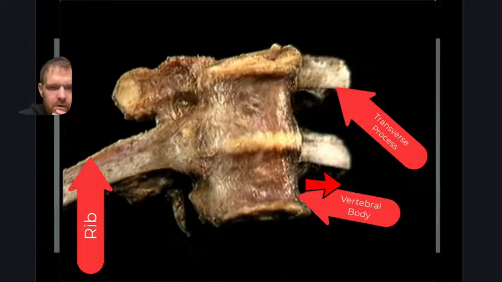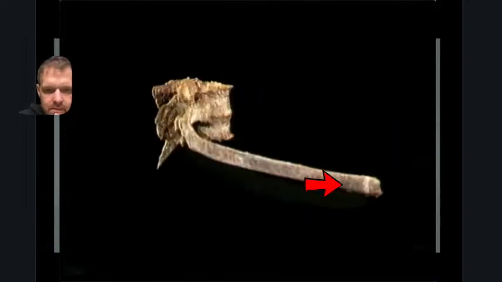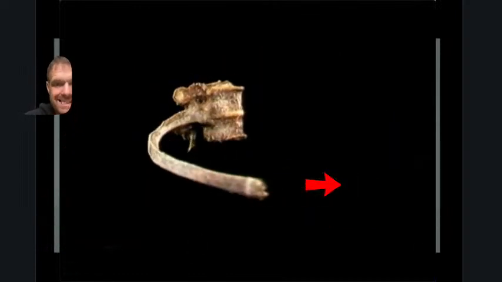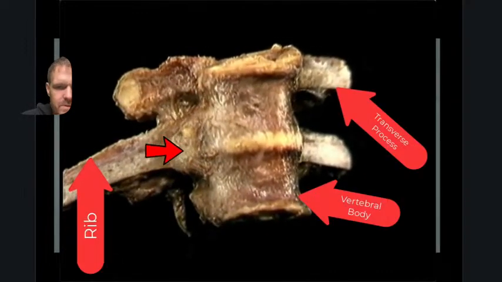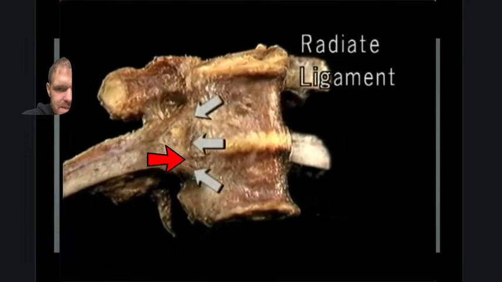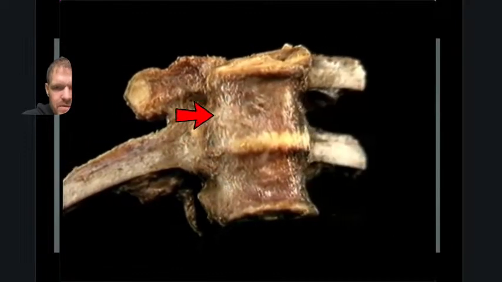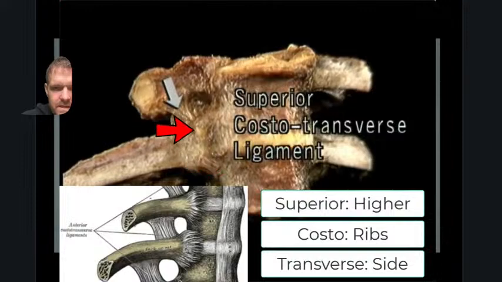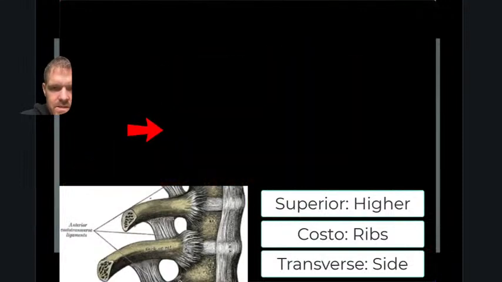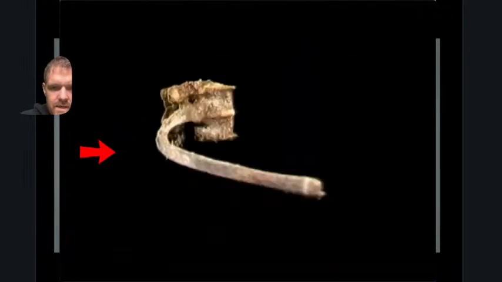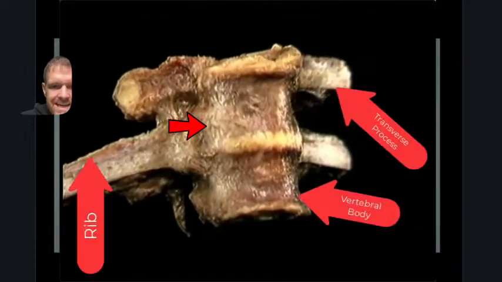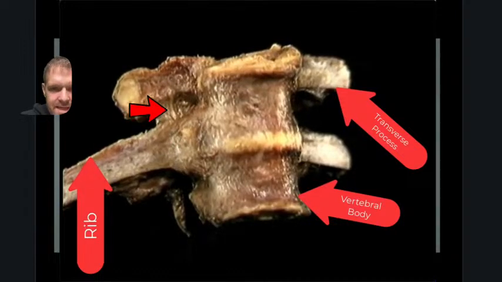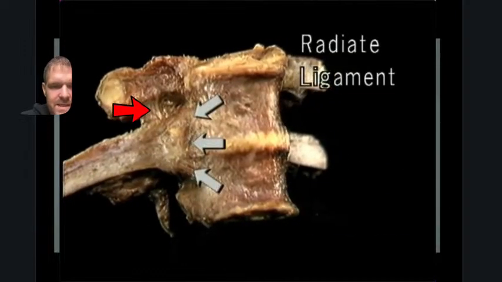Okay, cool. So these are the ligaments that we were just talking about, the radiate ligaments. So there's your rib, there's your vertebral body, and then there's the radiate ligaments there. Okay, so you've got the superior, middle, inferior, and then there's your costotransverse. Okay, that was really quick. I'm going to have to slow that video down a bit. Okay, there we go again. So radiate ligaments all around here, and then there's the costotransverse one there. Well, that's a superior one.